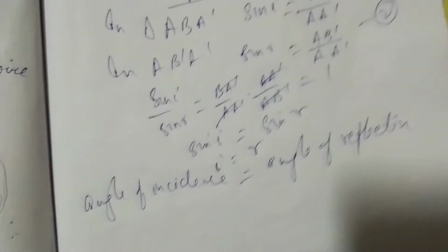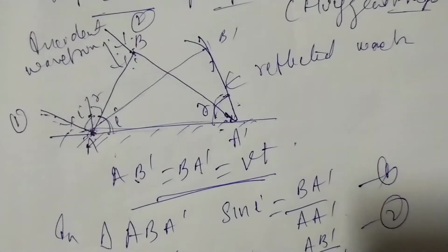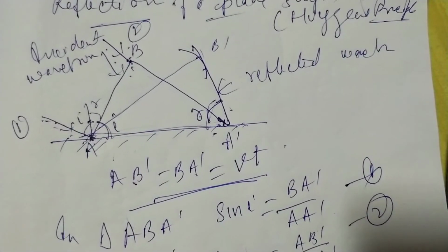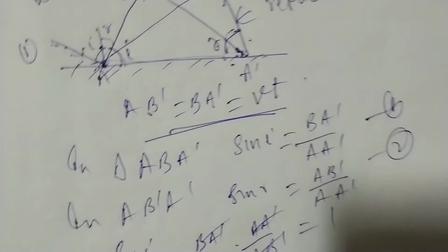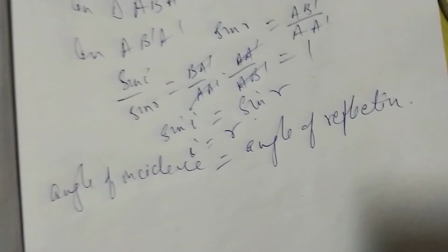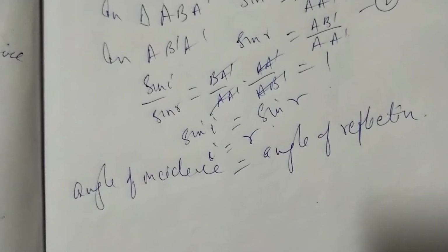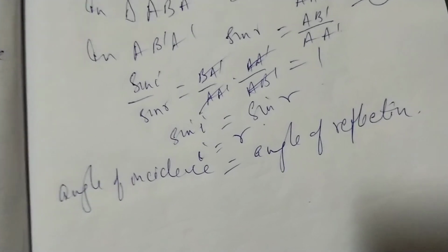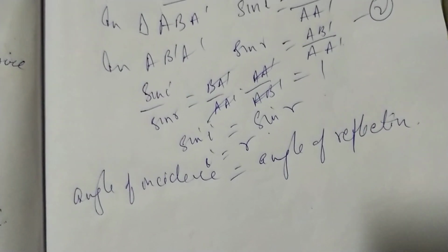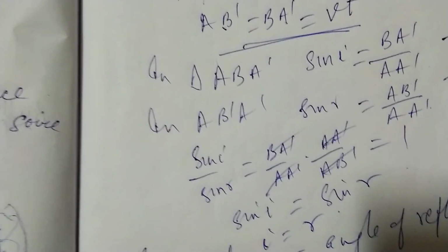And further, if you see the lines, the incident wavefront and the reflected wavefront lie in the same plane. So we have proved the first law as well as the second law, that is, the angle of incidence is equal to the angle of reflection, and this has been done by the Huygens principle. Hope you have understood this.